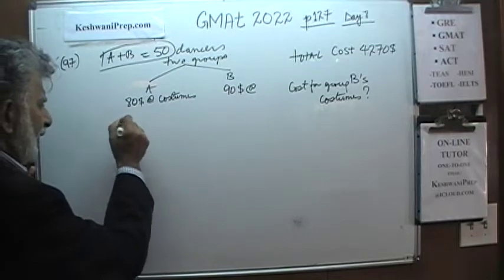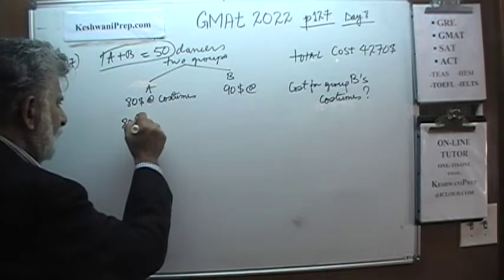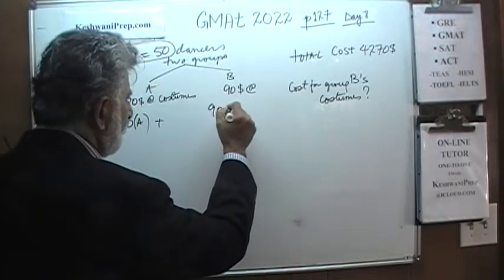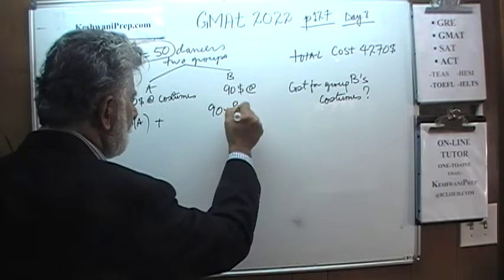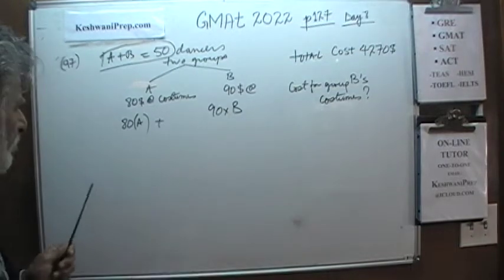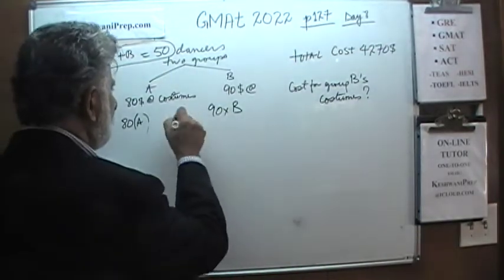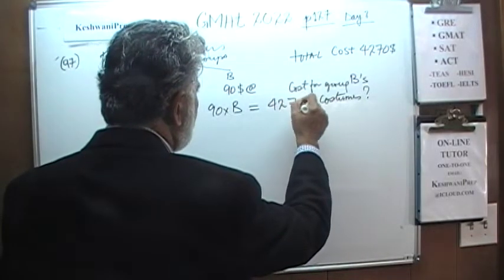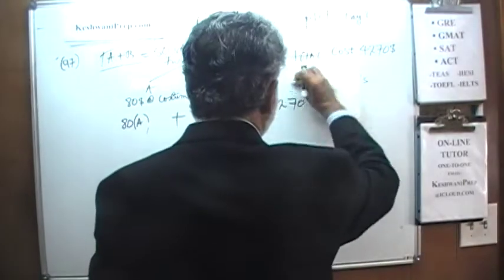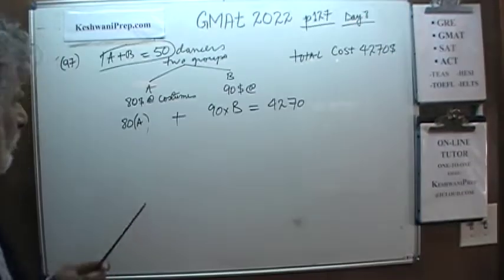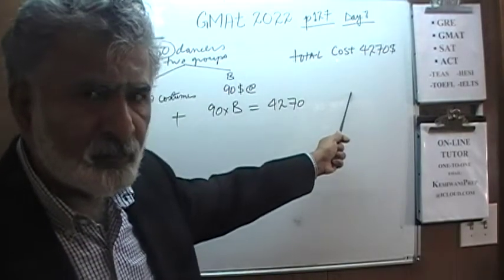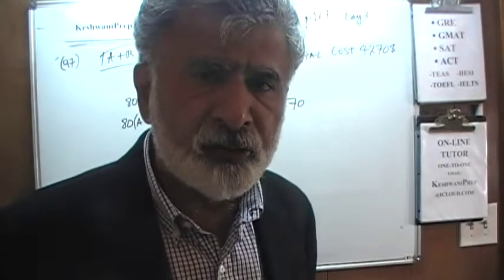Each costume costs $80 in group A, and we have A people in group A. Similarly, each costume in group B costs $90, and there are B people. And this amount, 80A plus 90B, has to equal $4,270. Let's erase this so it's not in the way. Since we are interested in the cost of the costume for group B, we are interested in finding out how many people are in group B. We want to solve for B.